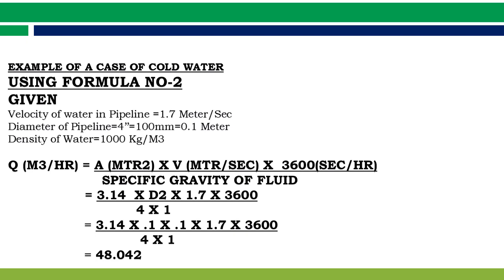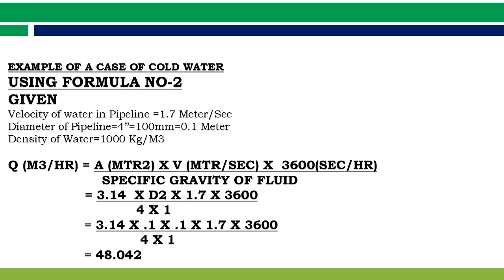Example of a case of cold water using formula number 2. Given velocity of water in pipeline 1.7 meter per second, diameter of pipeline 100 mm, density of water 1000 kg per cubic meter. Q, flow of fluid in cubic meter per hour, equals cross section area A in meter square into velocity meter per second into 3600 divided by specific gravity of fluid.